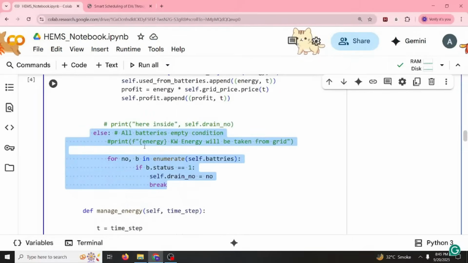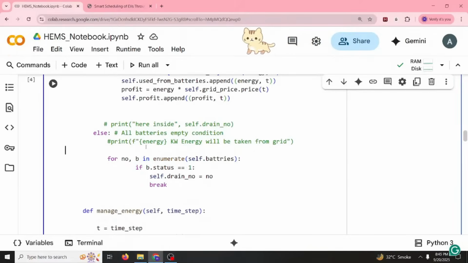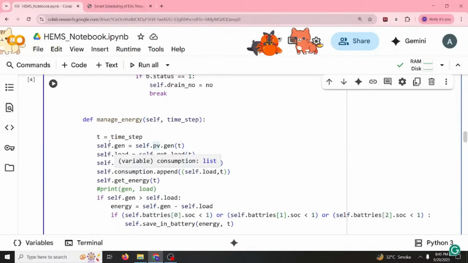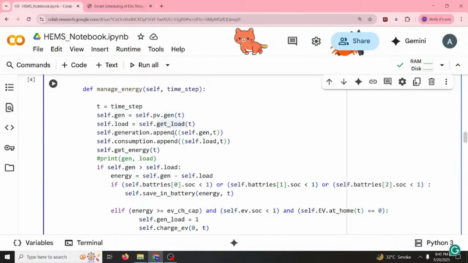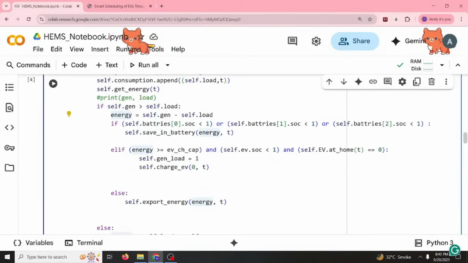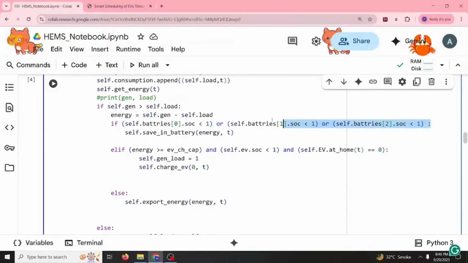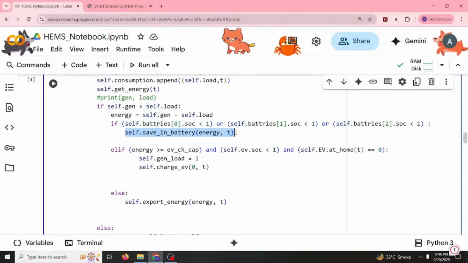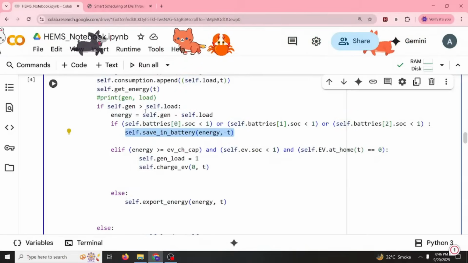Okay, moving further. Similar function here. As with the charging, we are just discharging. If all the batteries are discharged, we cannot discharge any. Now this method, manage energy, is actually managing the energy through a conditional. That is the baseline of this research. In this method, what we do here is that we take the generation, take the load, and just get the energy. If the battery SOC is less than 1, for any of the 3 batteries, 0, 1, 2, that has SOC less than 1, what we do is we save some energy.